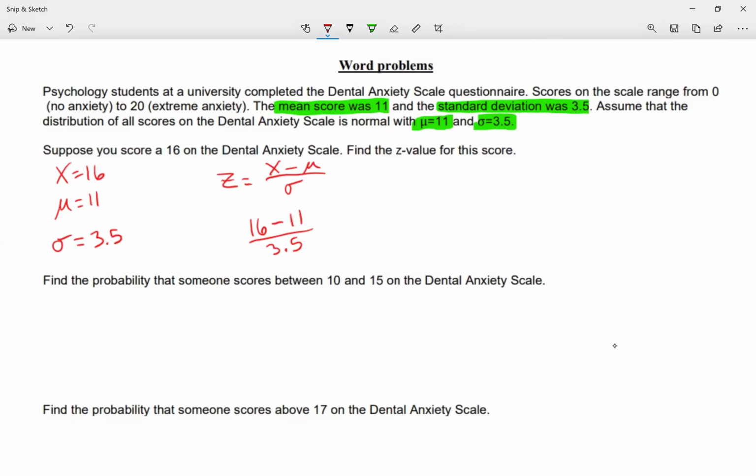I'm going to use a calculator. I know 16 minus 11 is 5, and 5 divided by 3.5, according to my calculator, is 1.4285 and 7, and it goes on more. So I'm just going to leave that for right now. But then in the instructions, I'm going to tell you how many decimals to round to. So if I said round to 1 decimal place, then you make sure your answer has 1 decimal place. If I say 2 decimal places, then 2 decimal places, and then 3 decimal places, and so forth. For this one, let's just say I want to go to 2 decimal places.